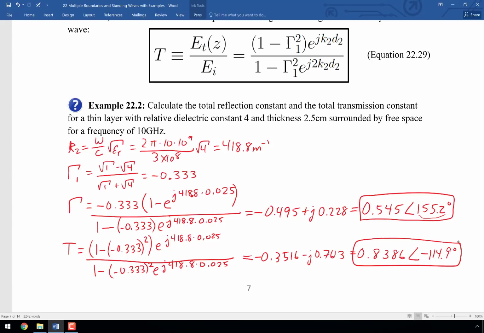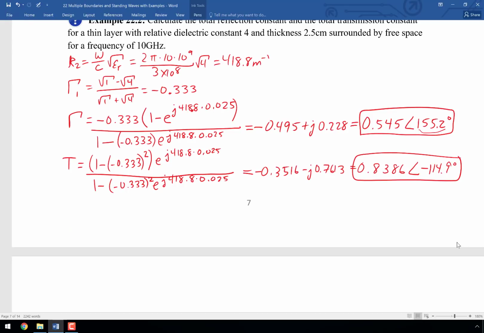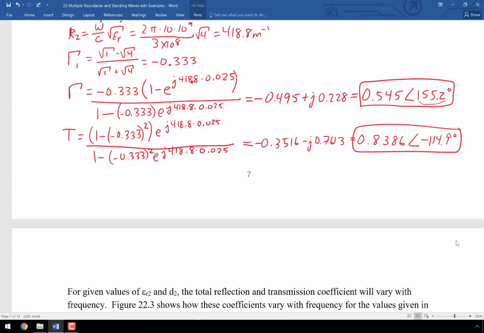You might say, how is it that 54% of the wave is reflected and 84% of the wave is transmitted? This is the amplitude, and so we have to deal with the square of the amplitude to get the power. There's another very important expression coming up: we'll find that the squares will add up to 1, but the individual components don't add up to 1.